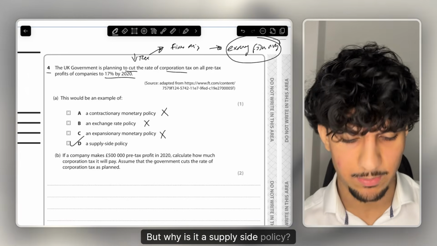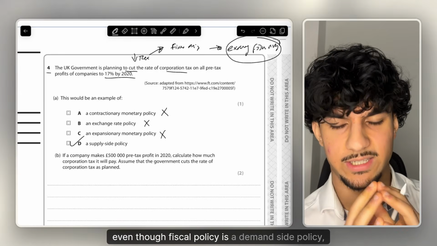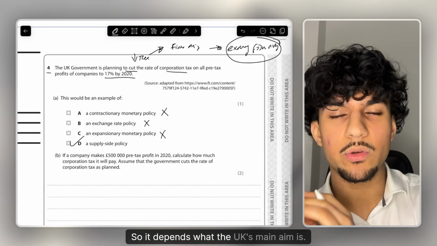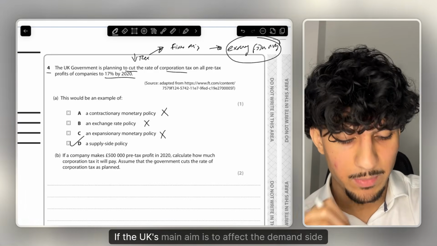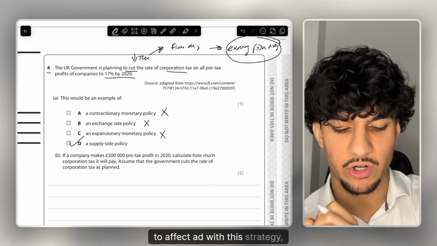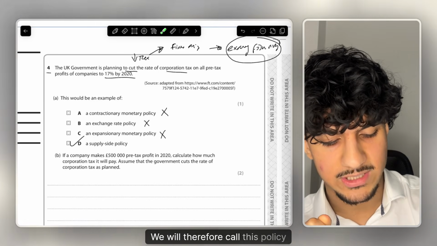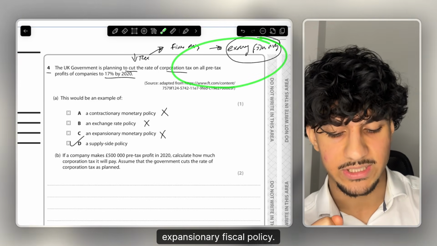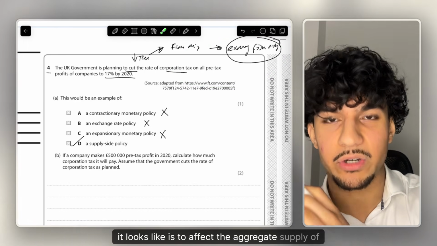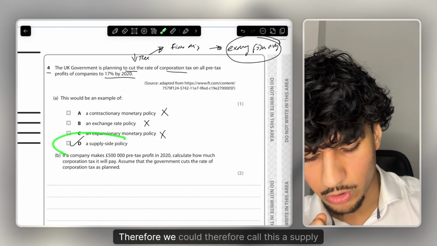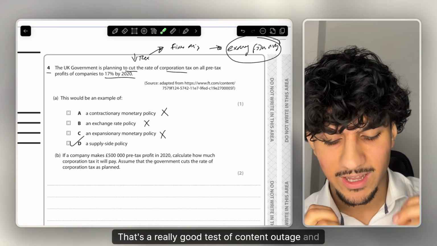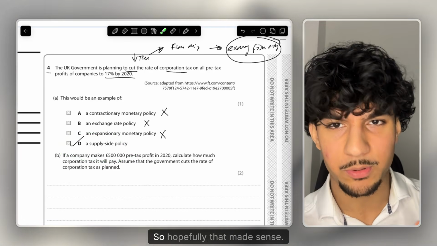But why is it a supply side policy? Even though fiscal policy is a demand side policy, it could also be a supply side policy. So it depends what the UK's main aim is. If the UK's main aim is to affect the demand side of the economy, so affect AD with this strategy, we would call this policy expansionary fiscal policy. But the UK's main aim with this policy, it looks like, is to affect the aggregate supply of the economy. Therefore, we could call this a supply side policy. That's a really good test of content knowledge, and it's a really good example to explain that. So hopefully that made sense.